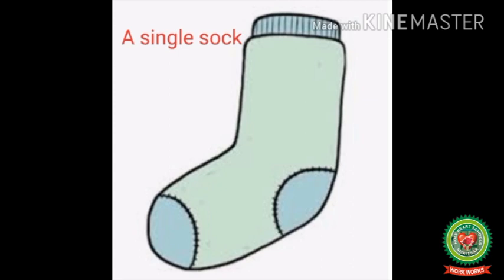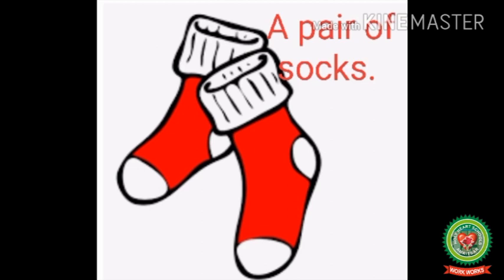See children, this is a single sock. When we have one thing, we call it a single. So this is a single sock. Now see, these are two socks. So when we have two things together, we call it a pair. So this is a pair of socks, and you all know we want socks in pairs only.